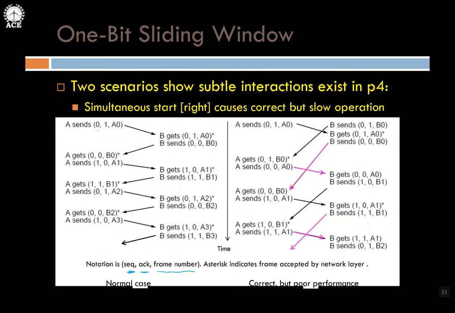So what happens here? Sender A sends a frame with sequence number 0. That frame is actually 0. And it is sending the previous acknowledgement 1. It arrives at the other side. So B gets the same thing, 0, 1. The star indicates the frame was accepted by the network layer. So it has accepted it and sent it to the network layer. So what is B sending now? It's frame 0, acknowledging the 0 which it has received from A and sending its own frame. This is full duplex. So it is sending its own frame by name B0.